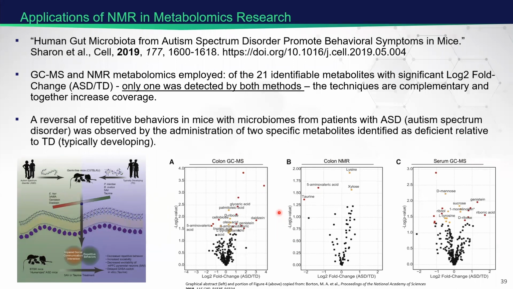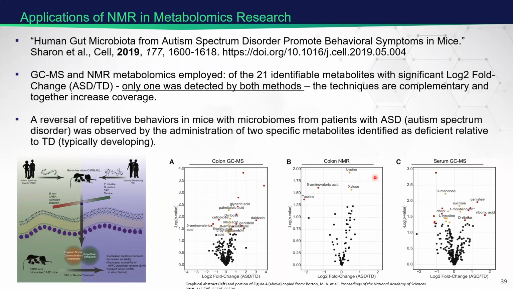When they did a metabolomic study of the colonic fluid and serum, using both GCMS and NMR, the GCMS was used on the colon and the serum. They did NMR of the colonic fluids. The thing I want to point out here is that of 21 identifiable metabolites that were significantly changing, only one was identified in common between both methods.